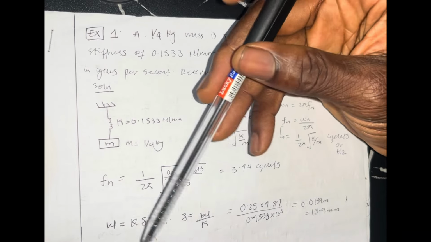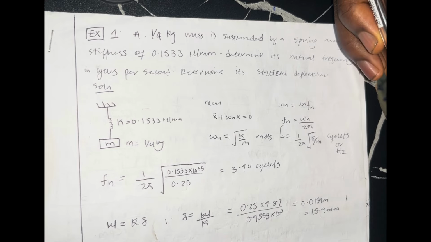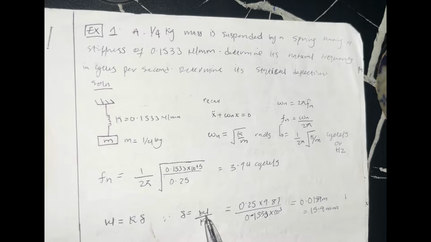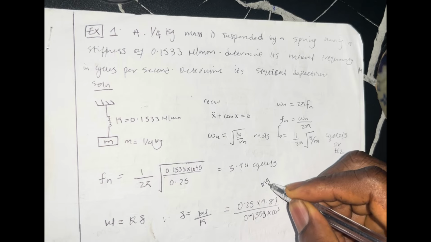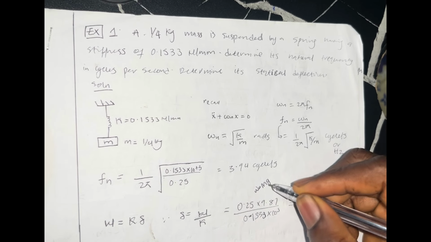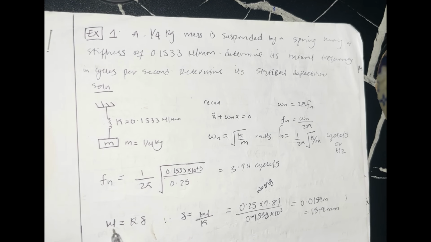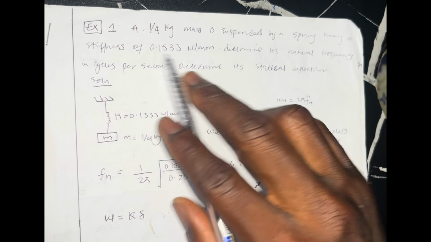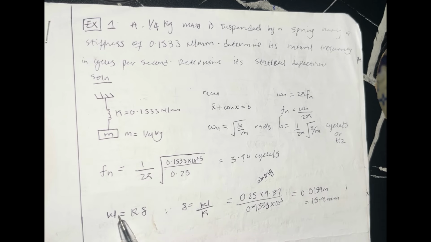So as we know, our static deflection, we can obtain that from, but do not forget that we have our weight to be mg. This is the mass of the object, and this is the gravity. So we have our weight to be k times the deflection. This k represents our stiffness. Now, one thing to be very careful about is the units that you are given.